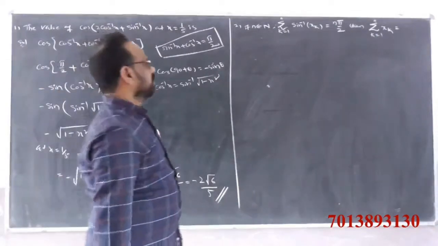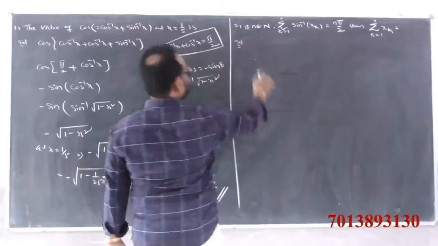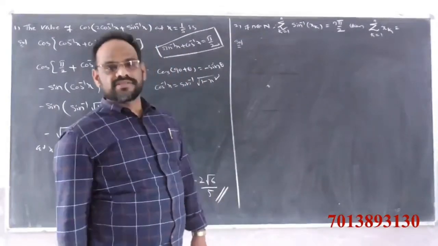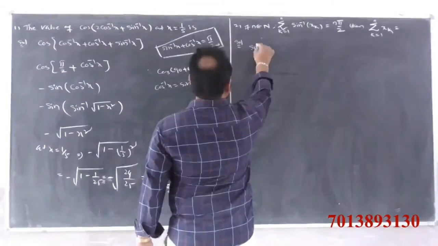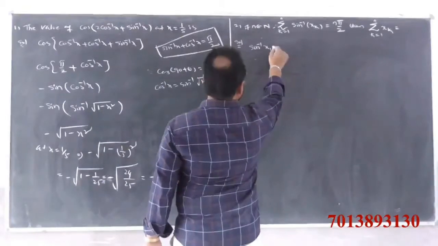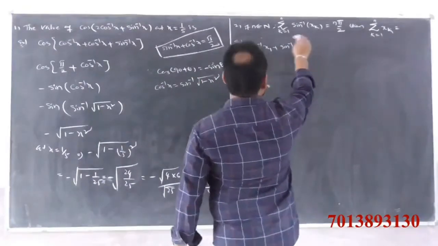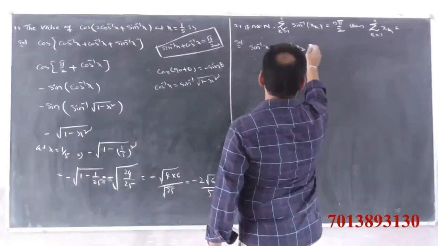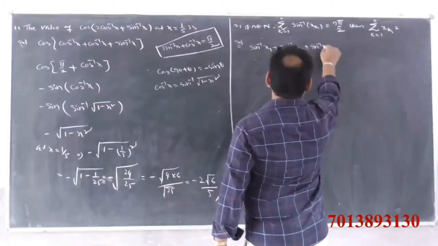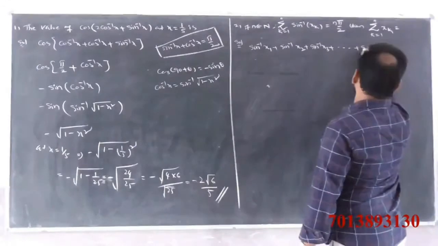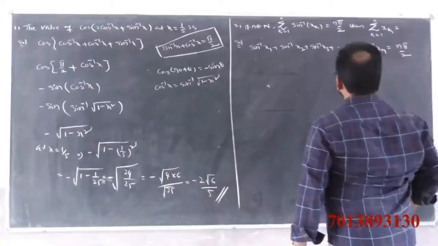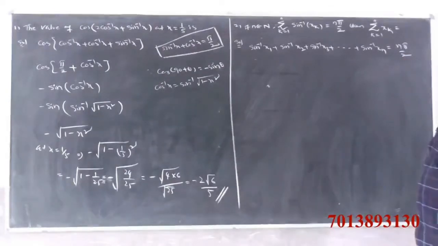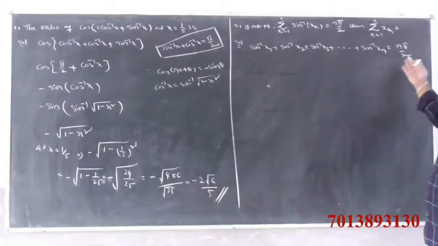Next. Observe here. Solution. Sigma means summation, k value up to n. So this can be written as sin inverse x1 plus sin inverse x2 plus sin inverse x3 and so on plus sin inverse xn, which is equal to n pi by 2.